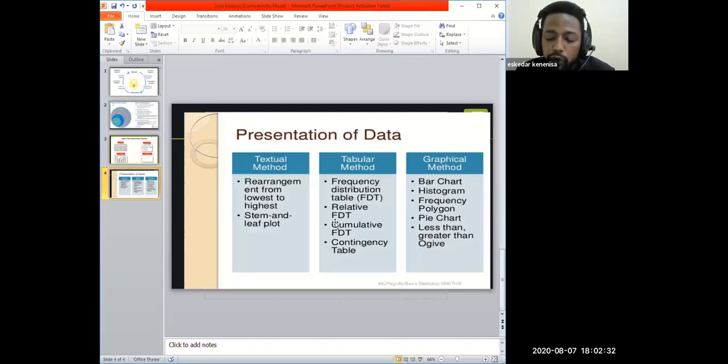The third method of presenting data is the graphical method. Here you make an illustrative description of the data through different mechanisms. For example, you may use a bar chart or histogram, frequency polygon, pie chart, and other options. But you have to weigh the advantages and disadvantages.